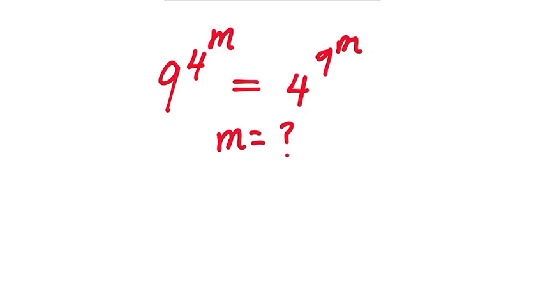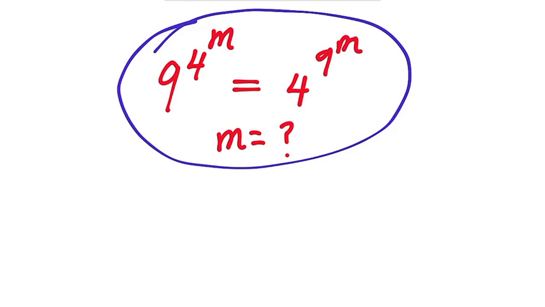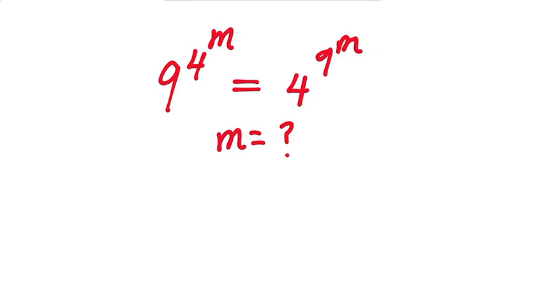I have this beautiful problem on the board: 9 to the power of 4 to the power of m equals 4 to the power of 9 to the power of m. So what is the value of m? How are we going to do that? What you are going to do is to introduce logarithm to both sides of the equation.